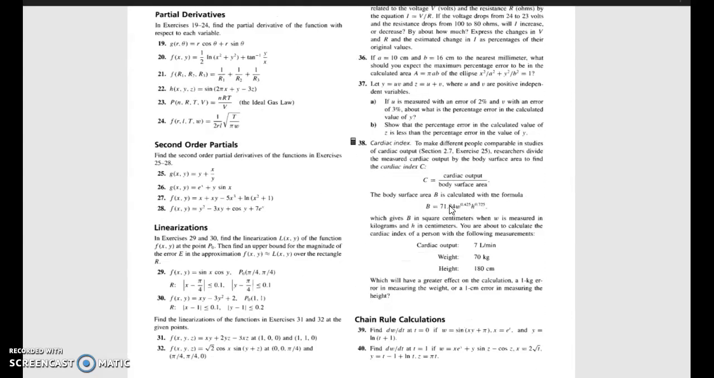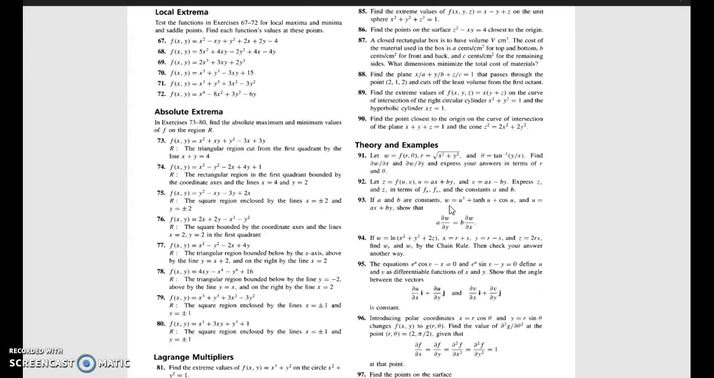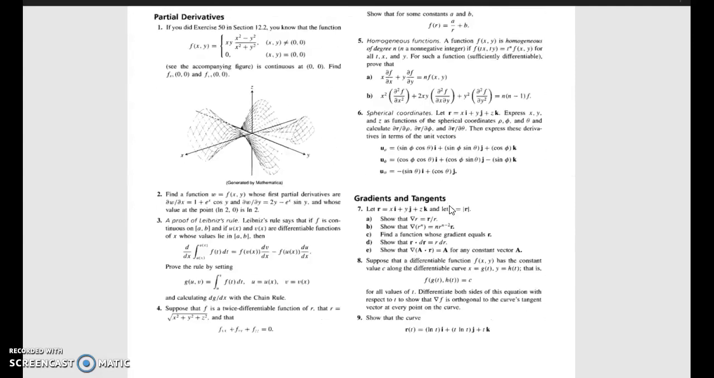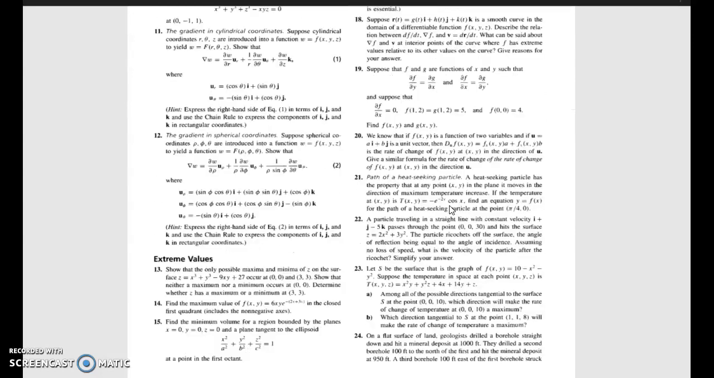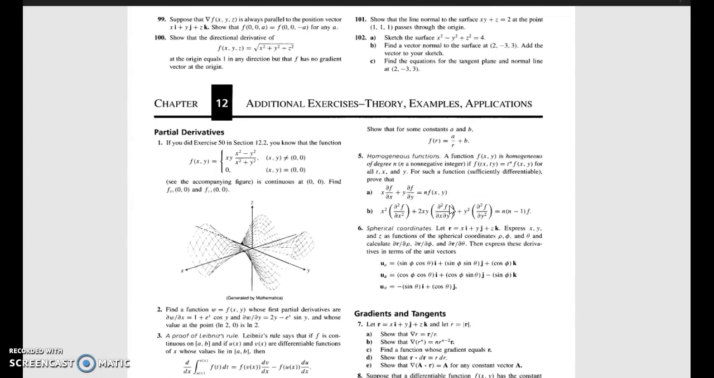Next, we have to do a problem on this: gradient approximation and extreme values. I will do a problem corresponding to this.